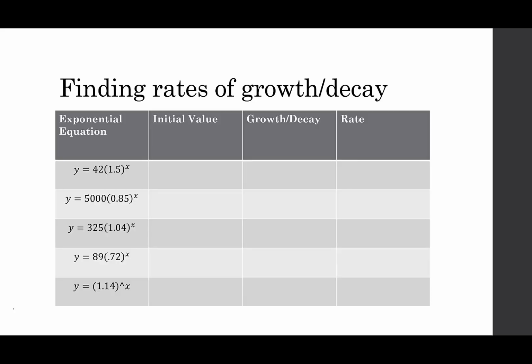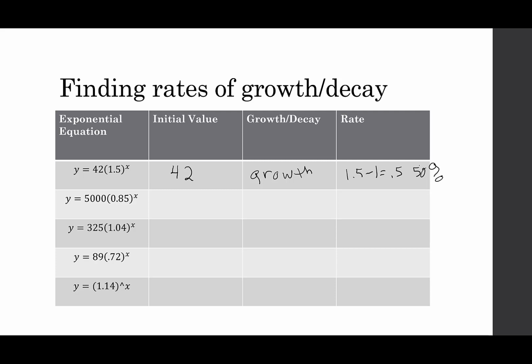So let's try this. We're going to find the rate of growth for each of these exponential equations. We'll say what the initial value is, what the growth or decay is, and then what the rate is. So let's start with y equals 42 times 1.5 to the x. The initial value is 42. Because 1.5 is bigger than 1, I know this is a growth. And then to get the rate, we do 1.5 minus 1, which is 0.5. Let's write that as 50%.